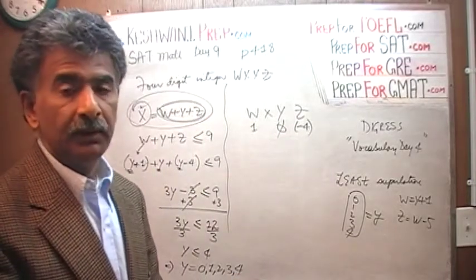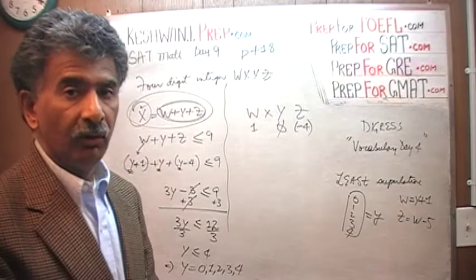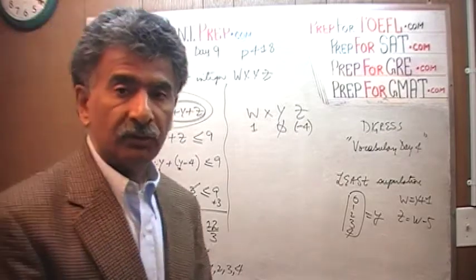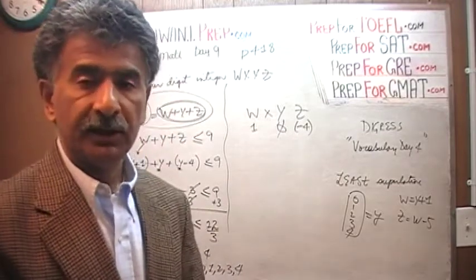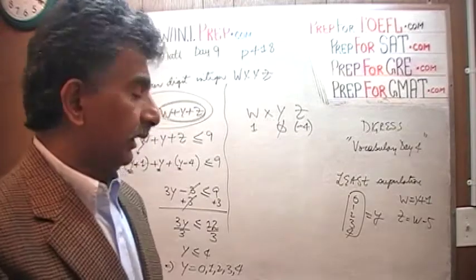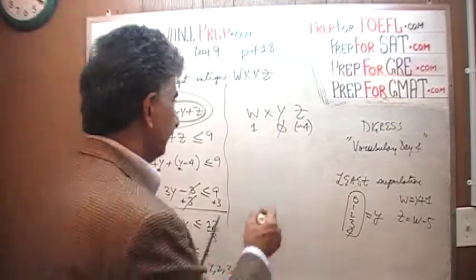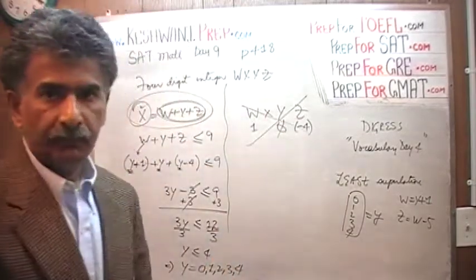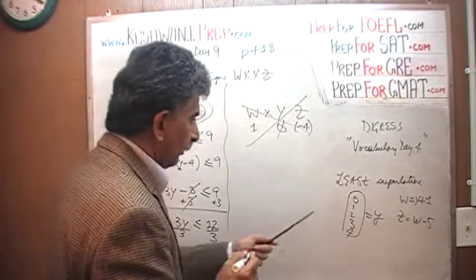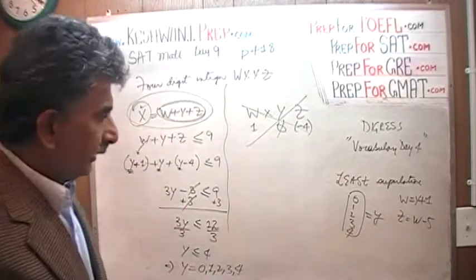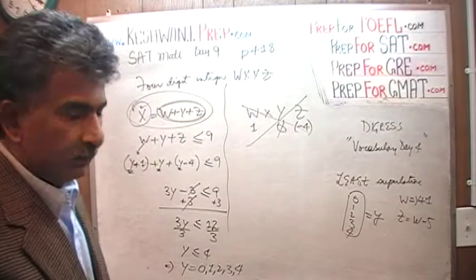There is a problem. These are digits of a 4-digit number. A digit cannot be a negative number. It has to be 0 through 9. This is not going to work. Let's try y equal to 1.